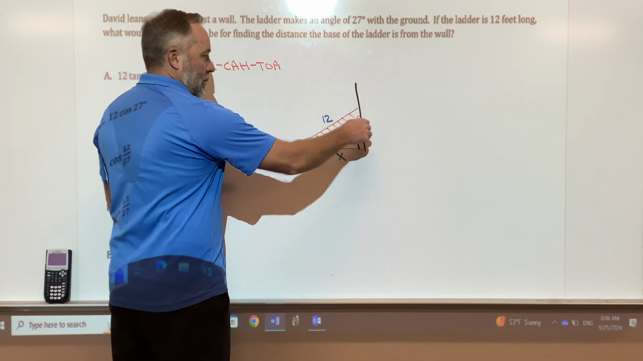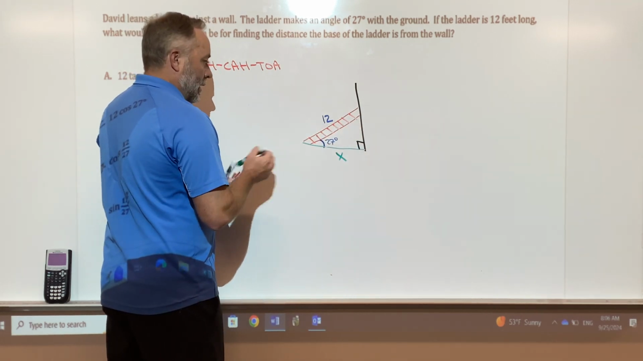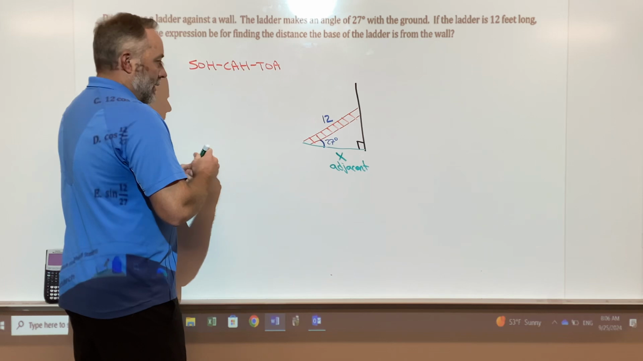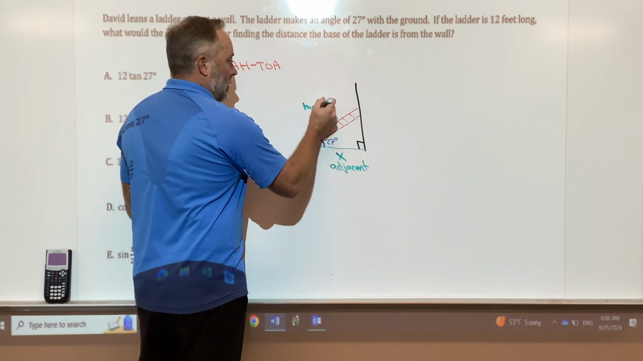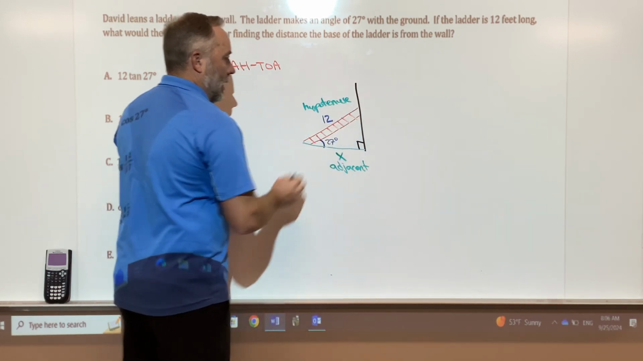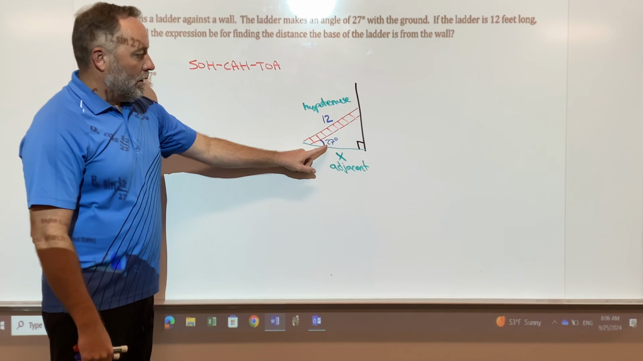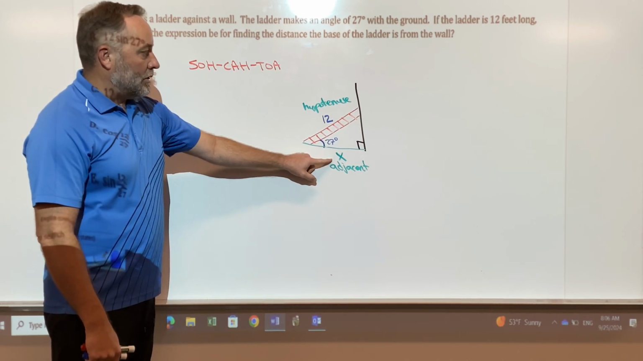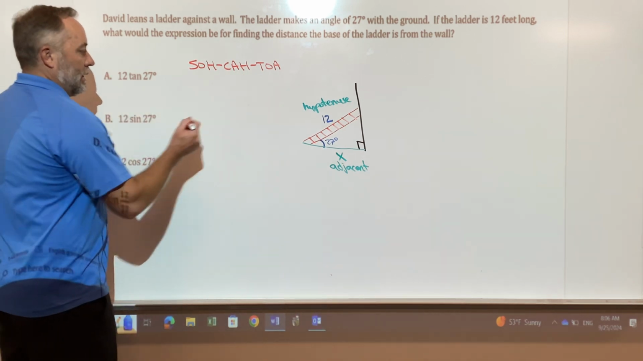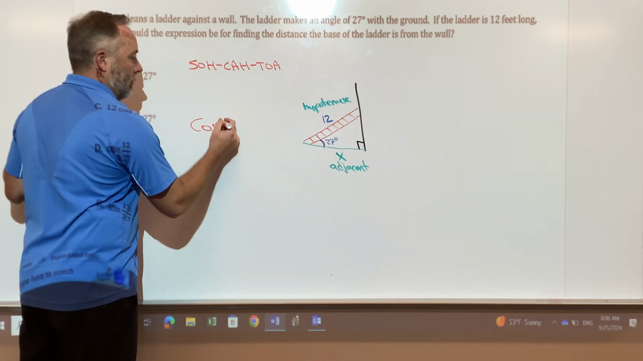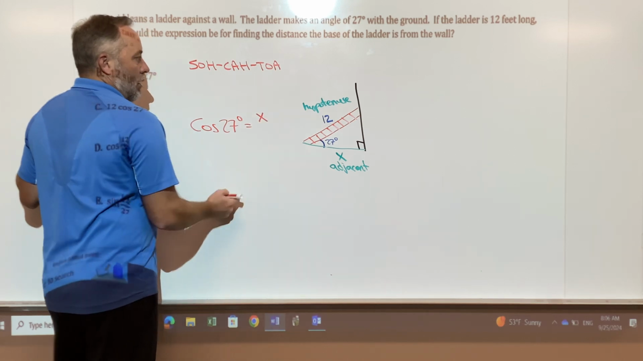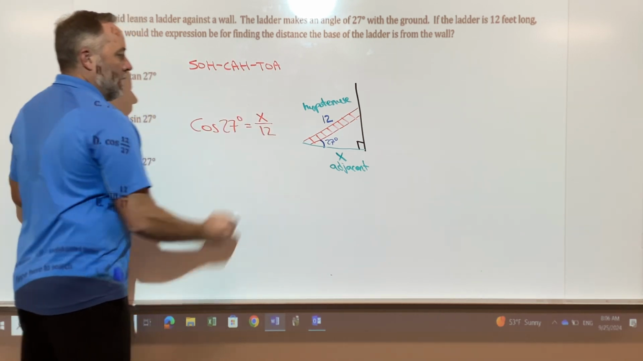So x is the adjacent side, the one that's next to the angle, and the 12 is our hypotenuse, the longest side and across from the right angle. So we know that we're interested in adjacent, and we have the hypotenuse. The trig function that uses adjacent and hypotenuse is cosine. So we could set it up this way: cosine of our angle, which is 27 degrees, is equal to the adjacent, which we don't know, over the hypotenuse, which is 12. That's our setup.